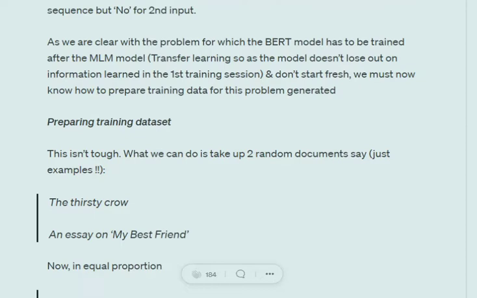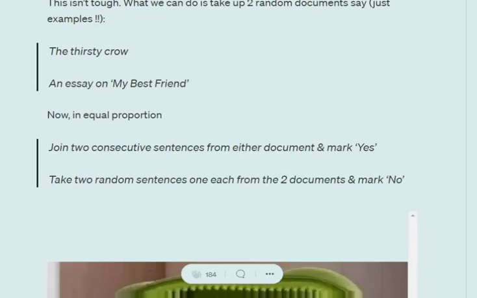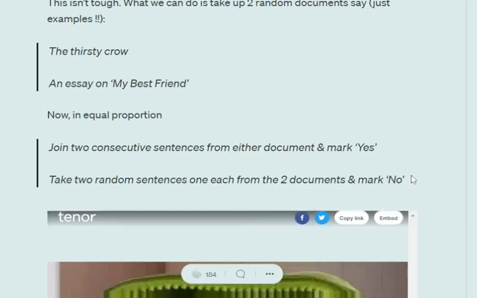Now, how to prepare the training data set for next sequence prediction? It's pretty easy. We would pick out a particular document, any document we can pick out. Now we would be placing two consecutive sentences together from the document and label them as yes, and then pick up two random sentences from the same document or from other documents as you wish, and then label them as random, label them as zero. So join two consecutive sentences from a document and mark as yes. Take two random sentences each from two documents and mark as no.